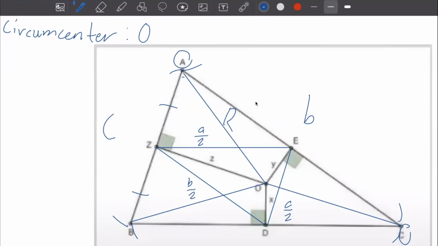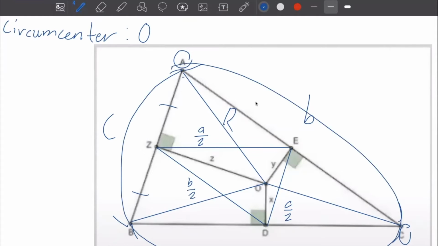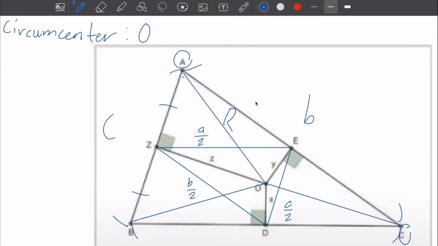So now we find that there are cyclic quadrilaterals inside the triangle, because this is actually a circumcenter, which means the triangle should be inscribed inside a circle. And inside the circle, we see three cyclic quadrilaterals. Now let's deal with the first one first.